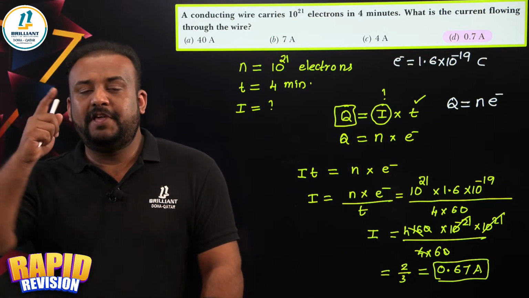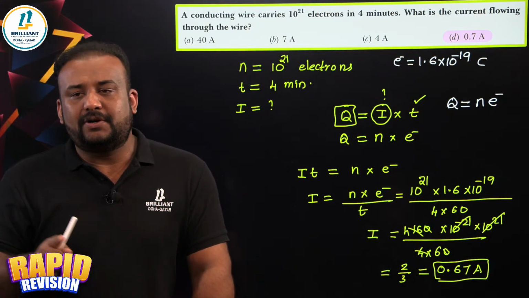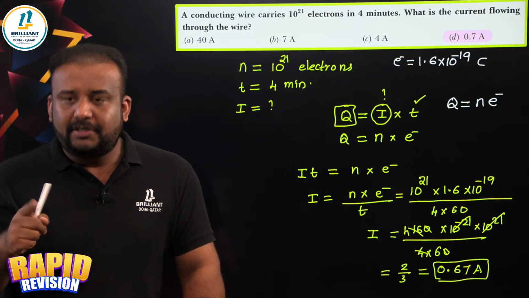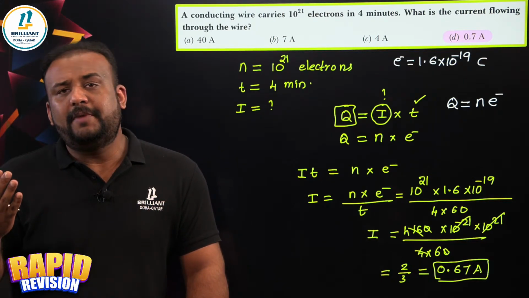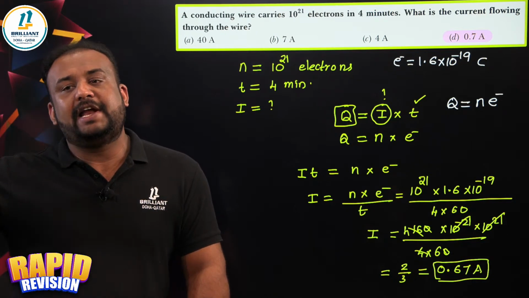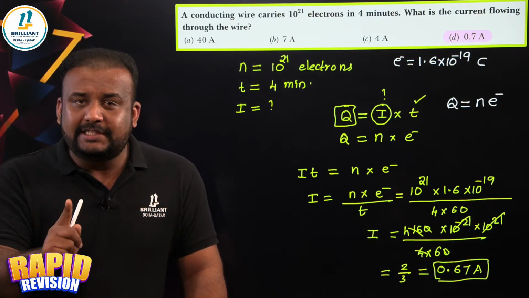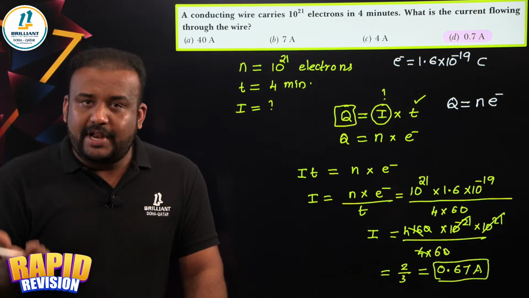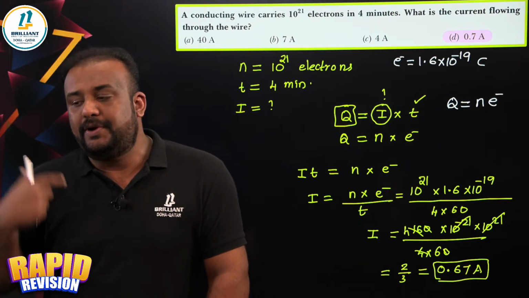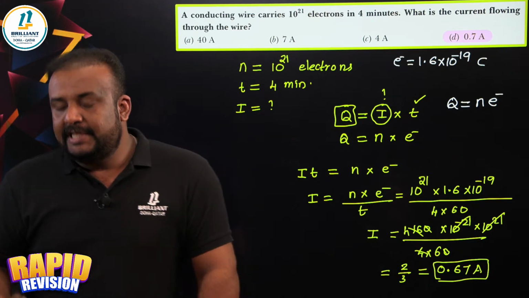Yes. So here we used the quantization of charge concept, and remember, the number of electrons will be given. Sometimes they will tell you to find the total charge carried by 1 mole of electrons. In that case, you should remember 1 mole is equal to Avogadro number, 6.022 × 10²³. Is this clear to all?